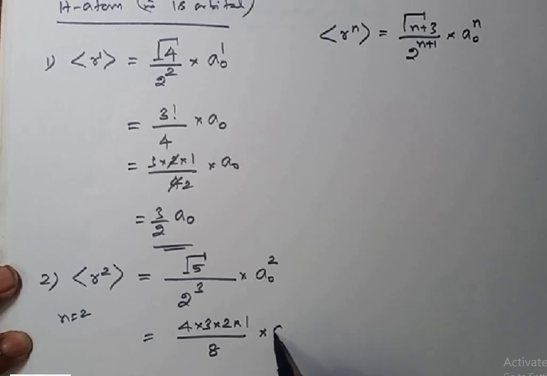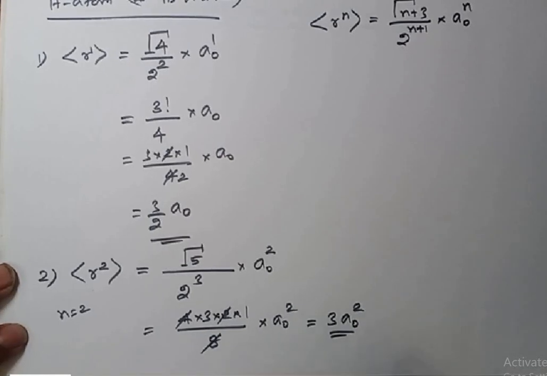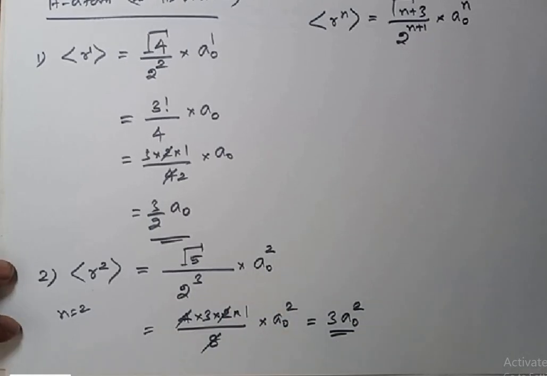8, sir. 2 into 2 into 2. Correct. 2 cube is 8. So 4 into 2 is 8, so you can cancel 8 and 8 here. So what's the answer? 3 a naught square. This is the average value of r square for the electron present in the ground state of hydrogen atom. Okay, take note.